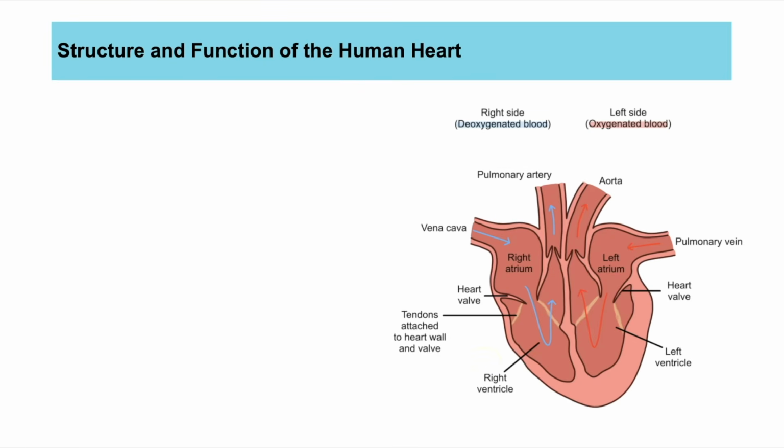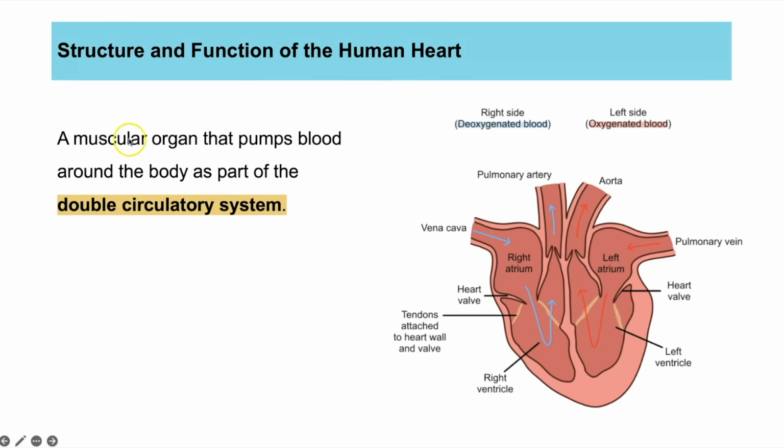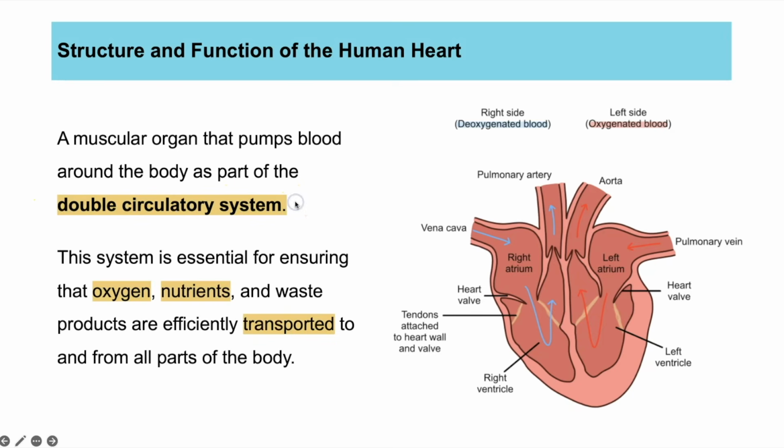So we then move on to the next organ system, which is the circulatory system. And the main organ that you learn about in the circulatory system is the heart. The heart is a muscular organ, and it pumps blood around the body as part of a double circulatory system. We're going to come on to that concept in a few slides' time.